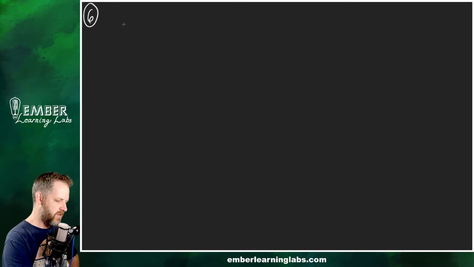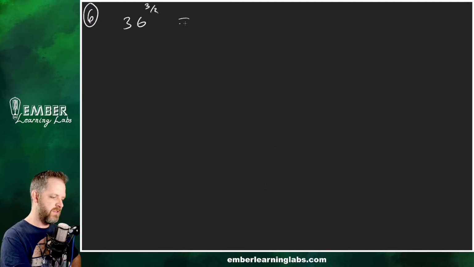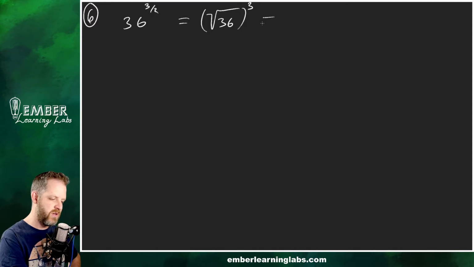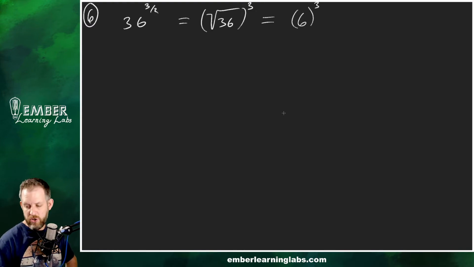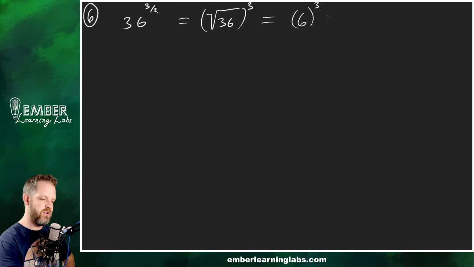How about 36 to the 3/2? Same idea. This equals the square root of 36 cubed. Right? Squared is the root, or the 2 is the root. So the square root of 36 is 6. And then 6 cubed is 216, because 6 times 6 times 6 is 216.